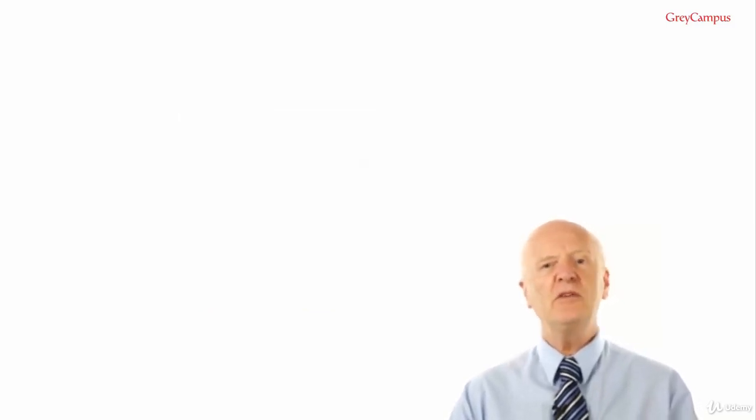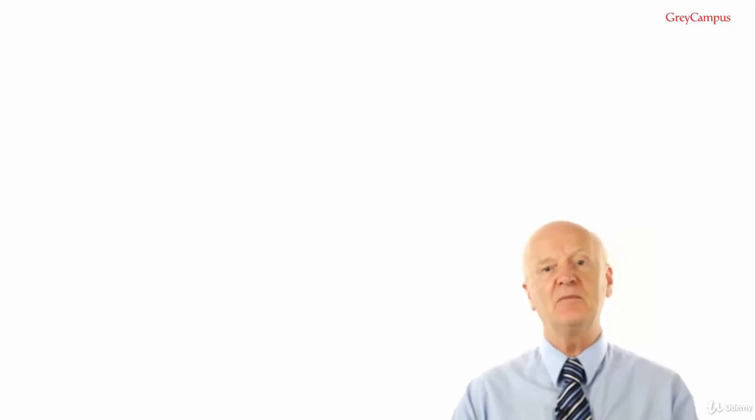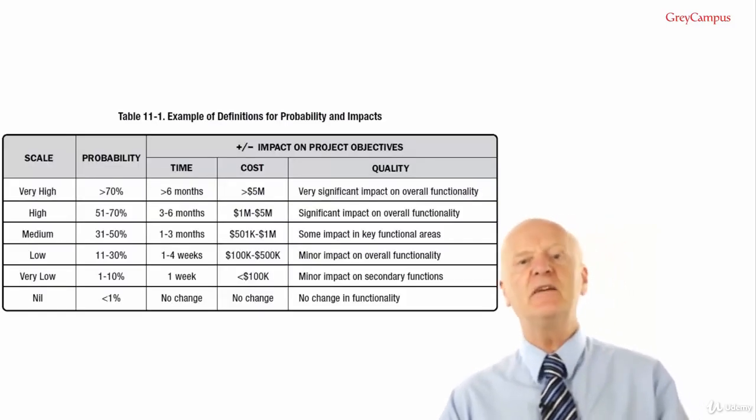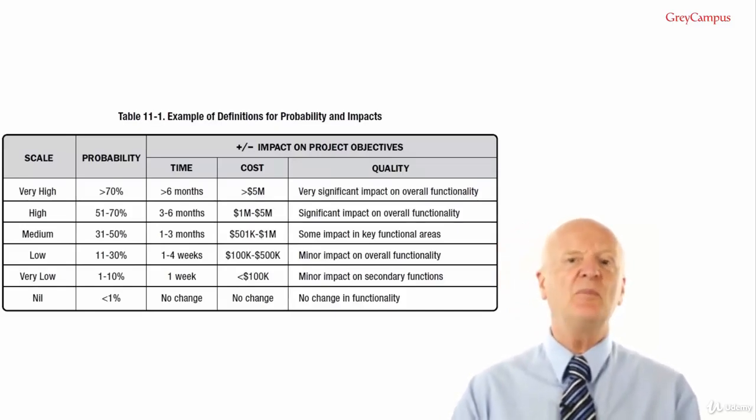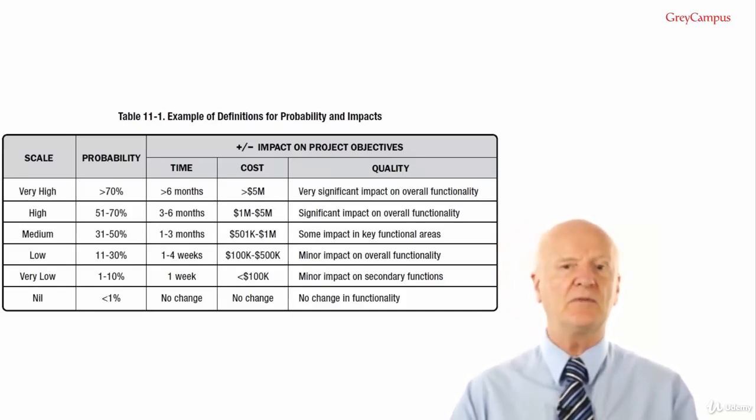But whether you use words or simple numbers, you still need a method to make them less subjective, because high to one person could be very high to another person, especially if they have a low risk appetite. Table 11.1 shows how we can put some science around this by defining scenarios for the levels.